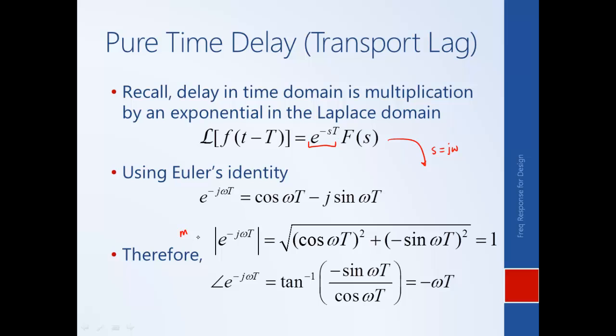So this is the magnitude, and this is the phase. And so what you see is the magnitude of a pure time delay is always equal to 1, no matter the value of omega, no matter the frequency of the input. However, the phase gets more and more negative as omega is increased. So t is the time delay, it's just a constant, but you increase the frequency of the input and you get more and more phase lag.